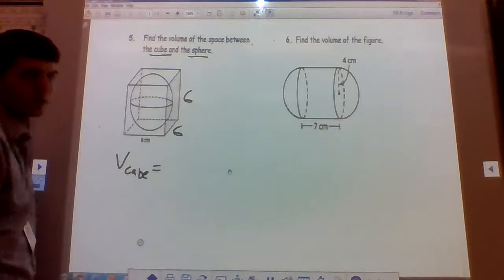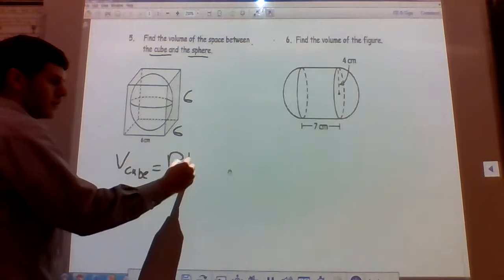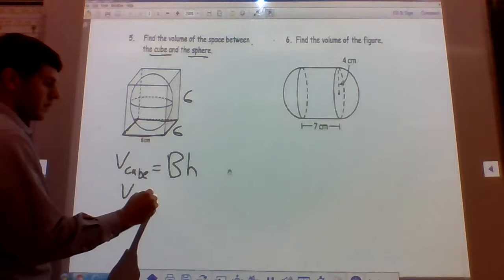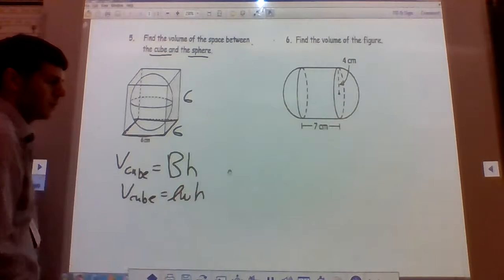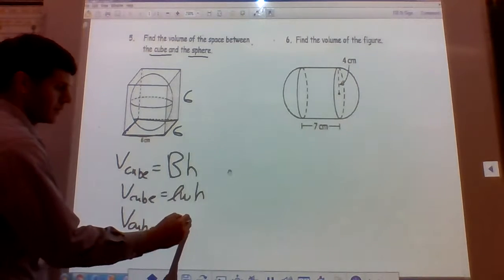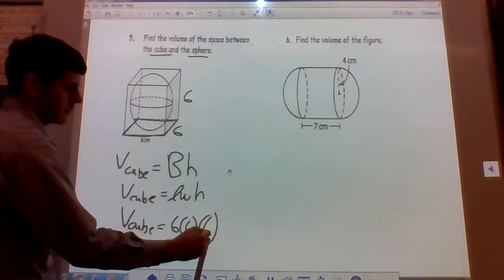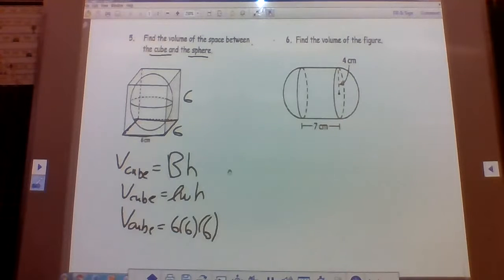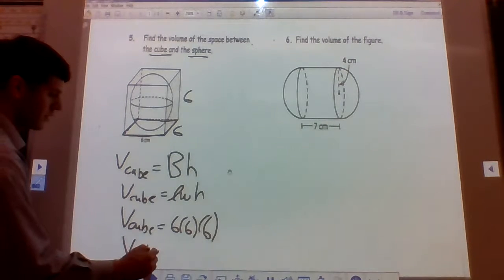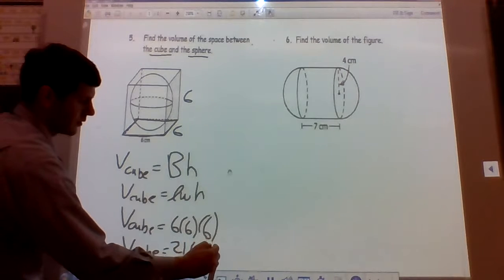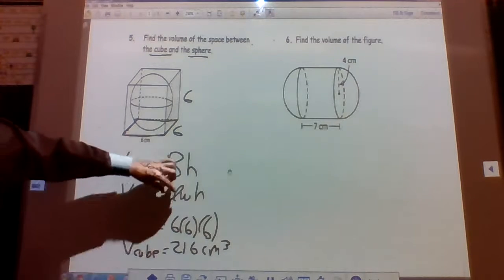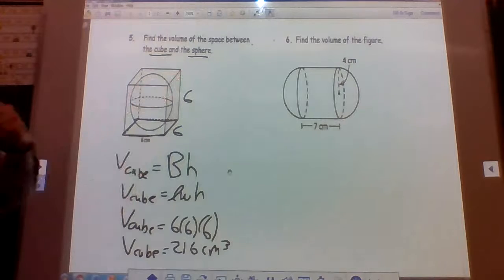Okay, so the cube is a prism. The volume for a prism is the area of the base times the height. We know the base here is a rectangle. So the area of the base is going to be length times width. Then we multiply the height. So that's going to be 6 by 6 times 6. So 36 times 6, 216. So the volume of the cube is going to be 216 centimeters cubed. Area of the base was 36. 36 times 6, 216.